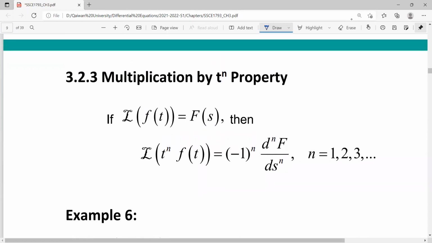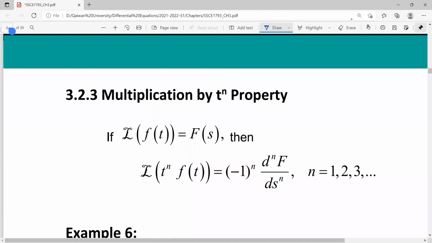We have the third property, which is the multiplication by t to the power n property. If you have a function which is multiplied by t to the power n, we first find the Laplace transform of f of t. Then we take the nth derivative of the result with respect to s. We take the derivative of f of s with respect to s n times. If t to the power 2, we take two derivatives. T to the power 1, we take one derivative. T to the power 5, we take 5 derivatives.